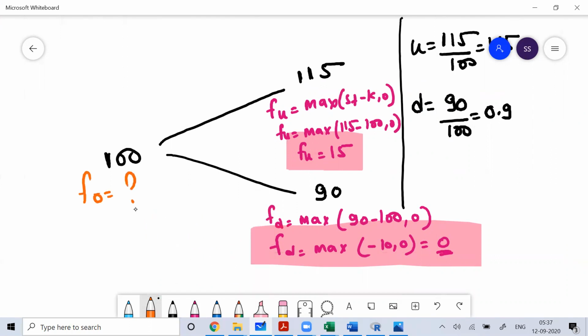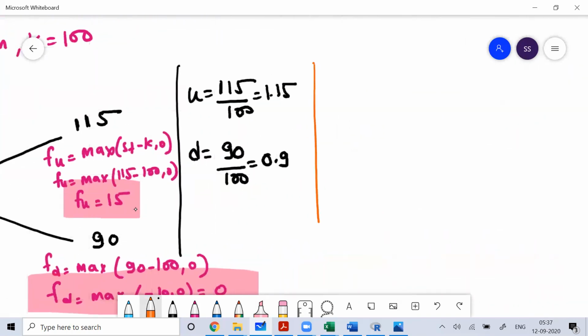Before I need the value of f naught, I need to calculate the value of probability. The probability formula I have already formulated. I have shown step by step how to calculate the probability. Otherwise, the direct formula is e to the power r t minus d, divided by u minus d.